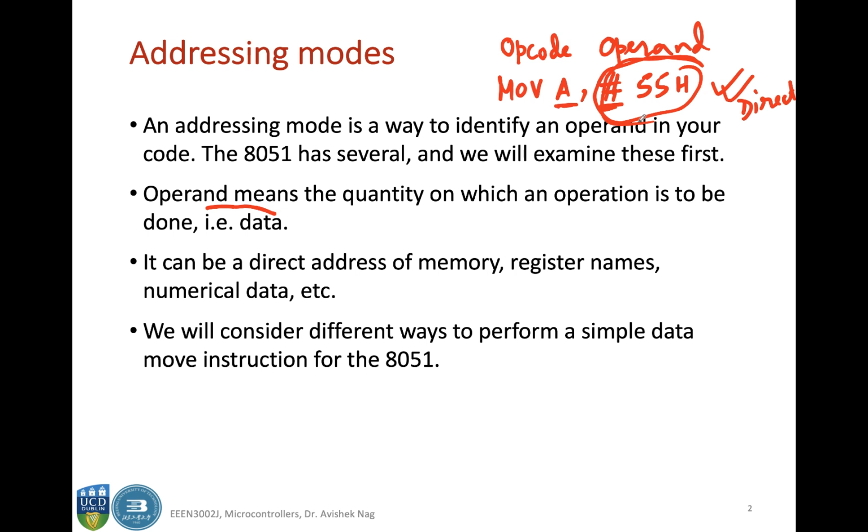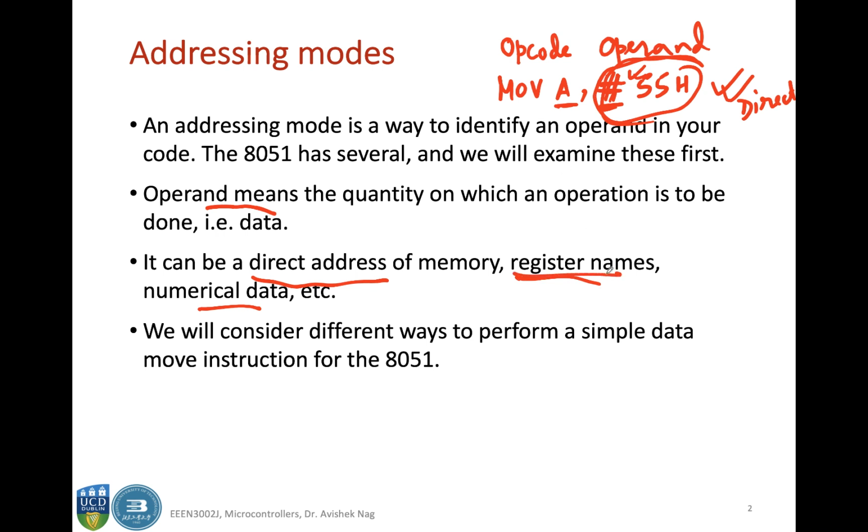As I was saying, addressing modes can be many. It can be a direct address of memory, or register names, or numerical data. This is an example of numerical data, which is always preceded by this hash symbol. You will see shortly that you can also use an address of a memory here, and how to move the data that is located in that address. You can also use register names.